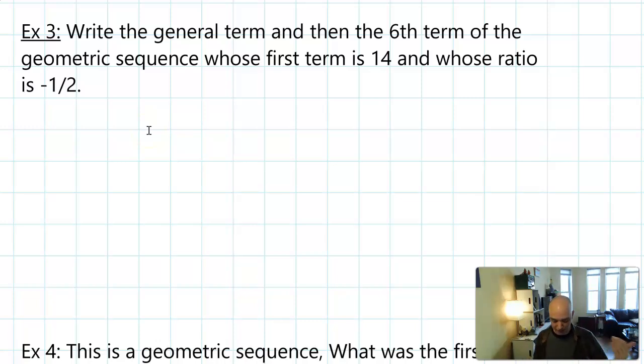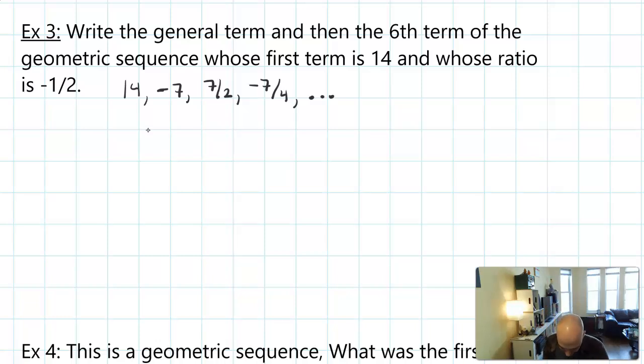Going just back to that general form. So let's write the general term and the sixth term of a geometric sequence, where the first term is 14 and the ratio is -1/2. While we're here, we can start to list out the terms just to get familiar. So 14 would be the first term, and then I would multiply by -1/2, so it would be -7, +7/2, -7/4, etc.